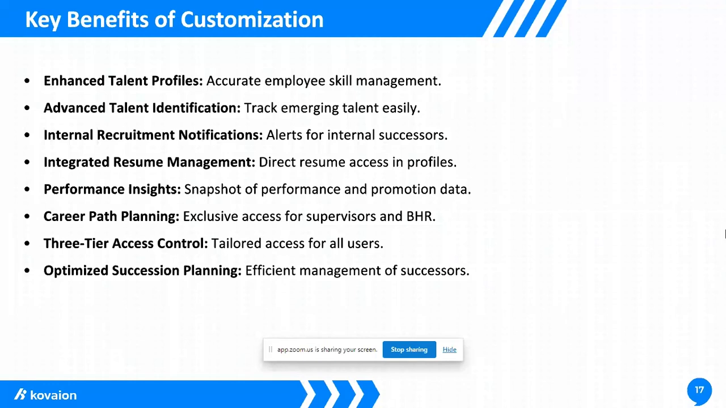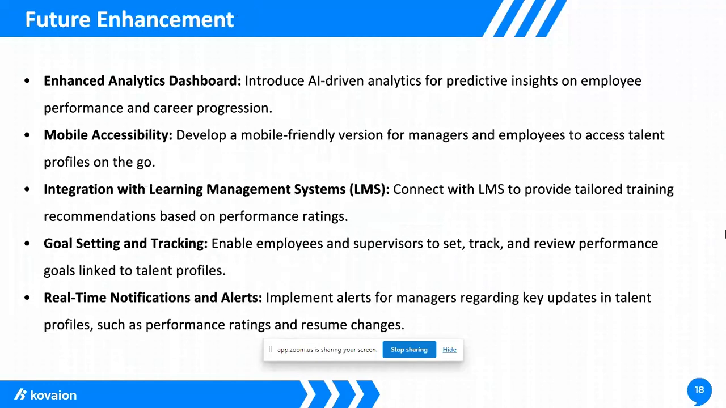The three-tier access control is a major tailored solution that we have given to this particular account, because the three-tier access system helps a lot in allowing employees to fill in their talent profiles on their own, and that's a major breakthrough. Optimized succession planning will help in the efficient management of successors. Okay, those are the key benefits of the customization.